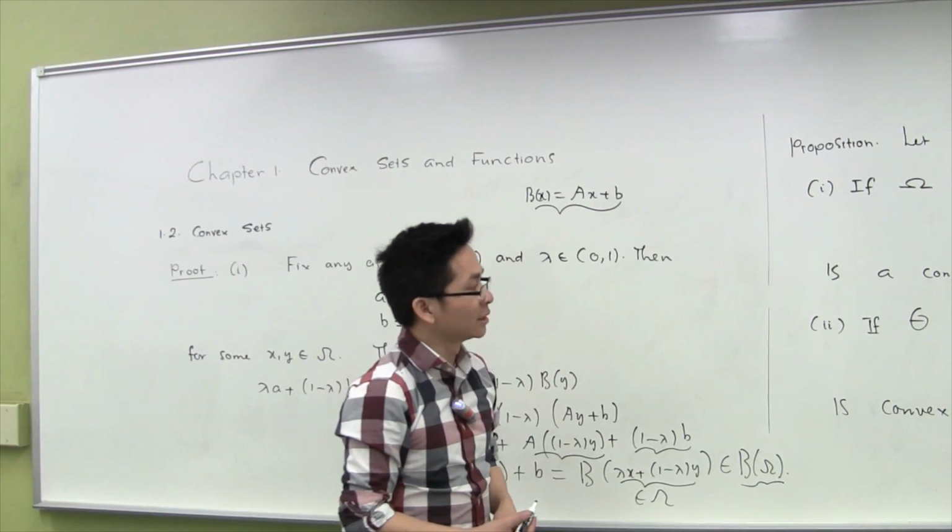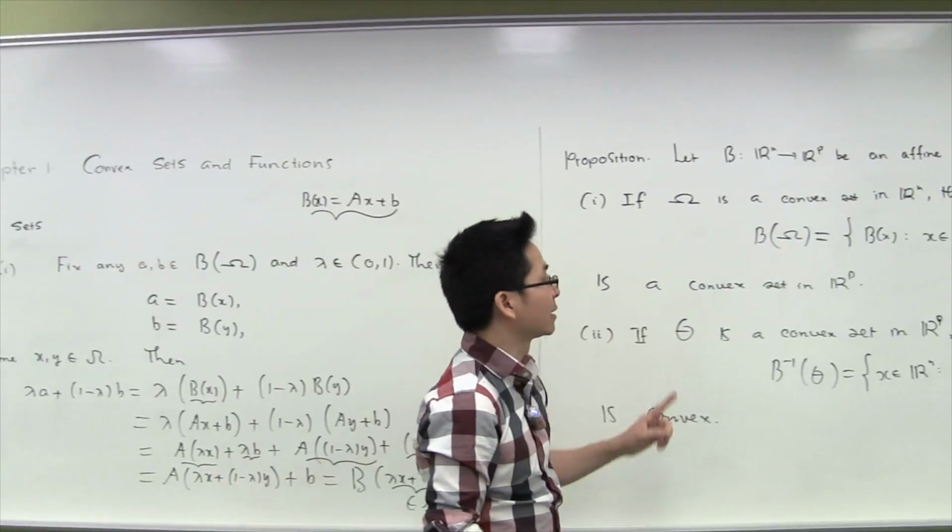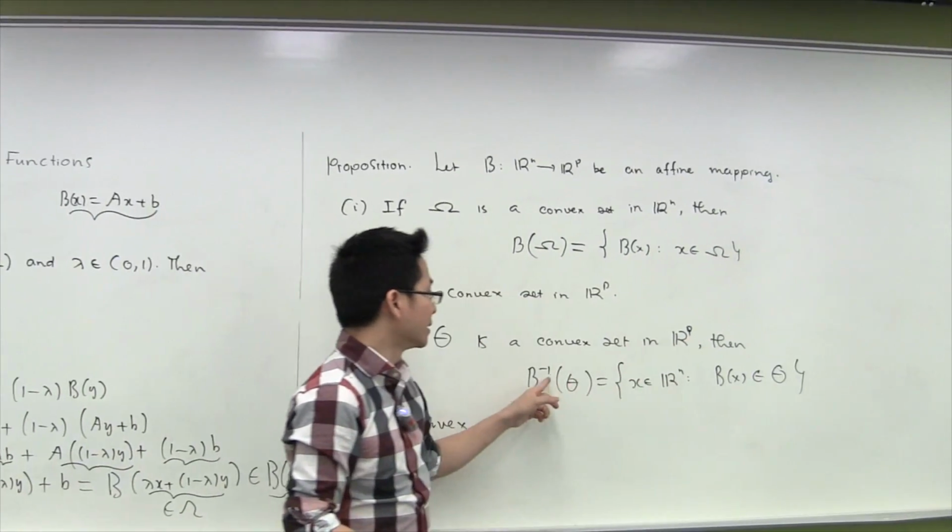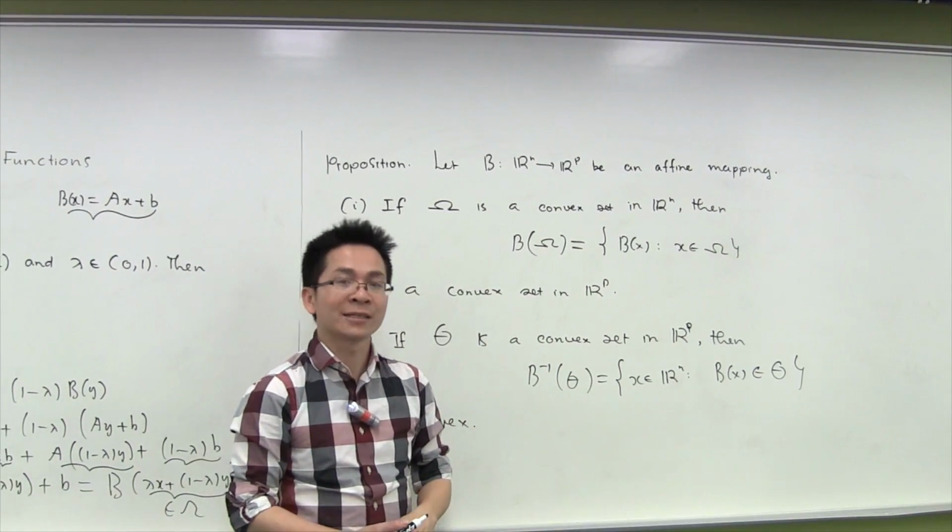We can similarly prove that if theta is a convex set in R^p, then its inverse image is a convex set in R^n.